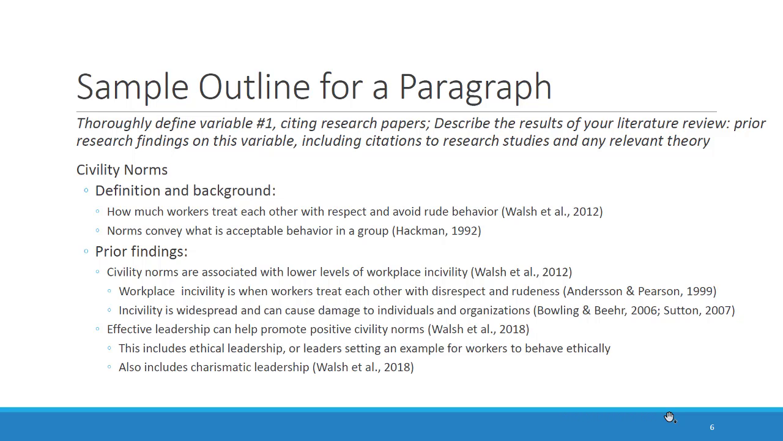So I've got 2 bullet points there for my definition and background. And so the next part of it is to talk about the results of my literature review and prior research findings. So you can see the first major bullet under prior findings is that civility norms are associated with lower levels of workplace incivility. So remember that I mentioned earlier that you could talk about maybe outcomes of one of your variables, and that could be part of your prior findings. So that's an outcome. If you have high levels of civility norms, you will tend to have lower levels of actual incivility happening in the workplace.